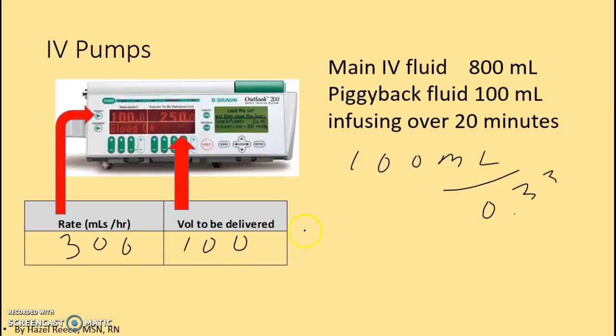So we would have 100 milliliters, and it's going to go in at the rate of 300 milliliters in an hour, and after that 100 milliliters is infused, it's going to go back to the main IV fluid, which was your 83 IV fluid rate.